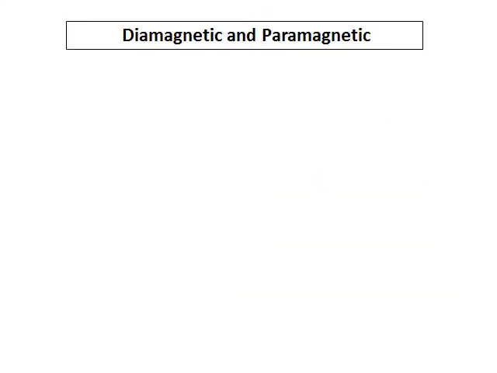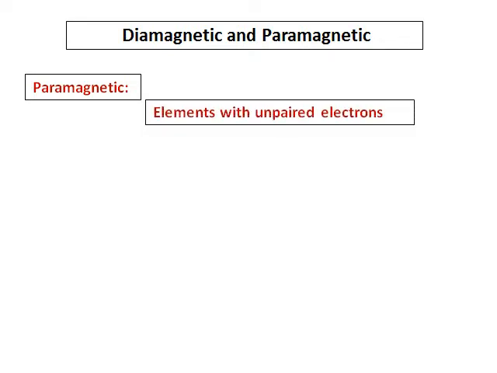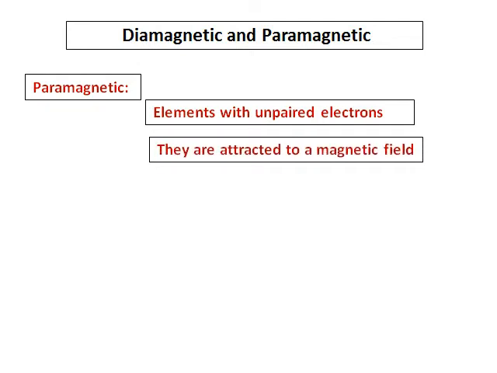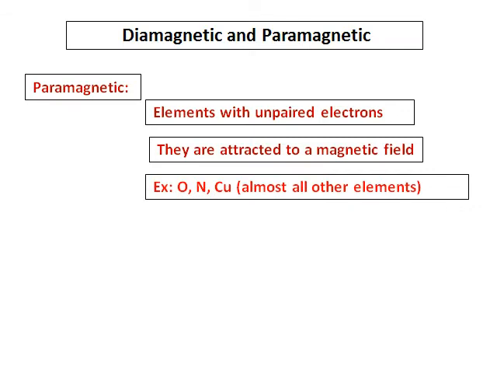Diamagnetic and paramagnetic. Why did we start with Hund's rule again? Because there are certain elements, even if they have an even number of electrons, where some of the electrons can be unpaired. So the substances that have unpaired electrons are called paramagnetic, and paramagnetism means they are attracted towards the magnetic field. Some examples are oxygen, nitrogen, copper. We know oxygen has 8 electrons, but because of Hund's rule, it has unpaired electrons.